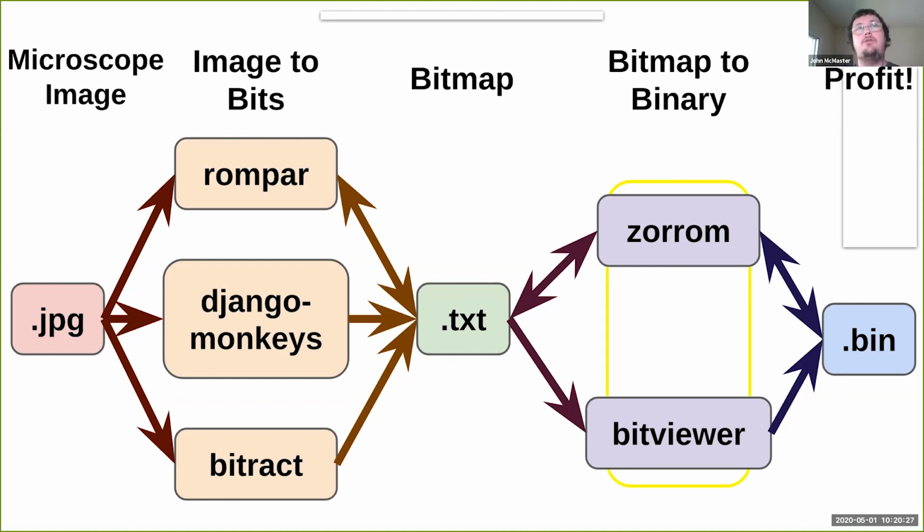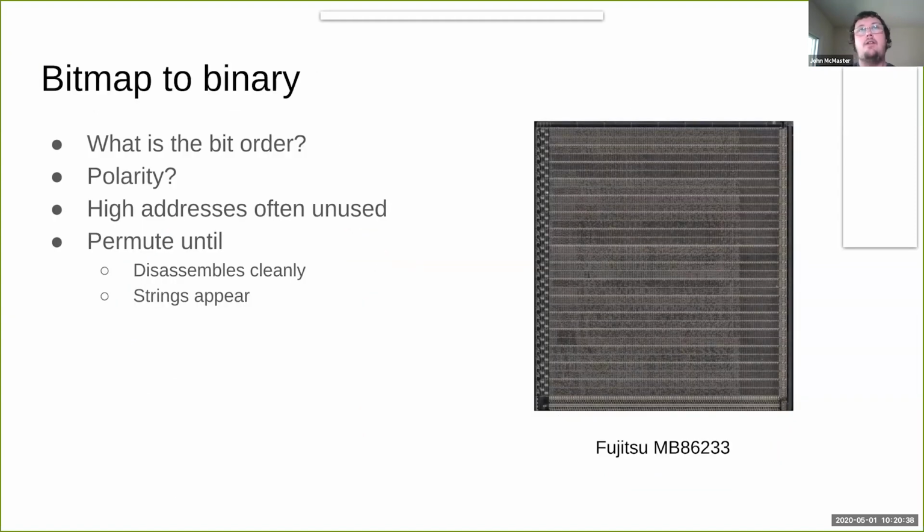And now you need to take that bitmap, these 1s and these 0s, and convert it into a usable binary. There's a lot of things involved in making that happen. The first part is you need to figure out the bit order. Where is the high address? Where is the low address? Where's the most significant bit? The least significant bit? What's the polarity?